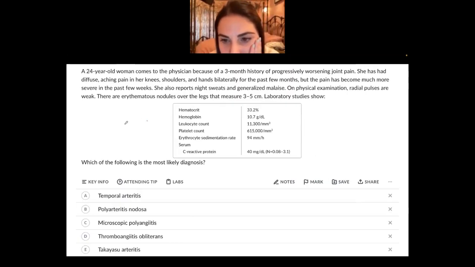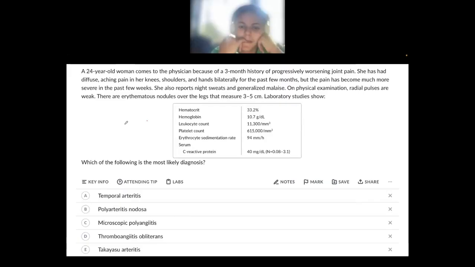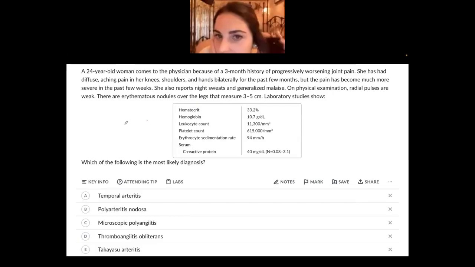I feel like this one's harder. Can we talk about this one? Yeah, this is the harder one. I forgot where I put this one. This is the one I wanted to go over.